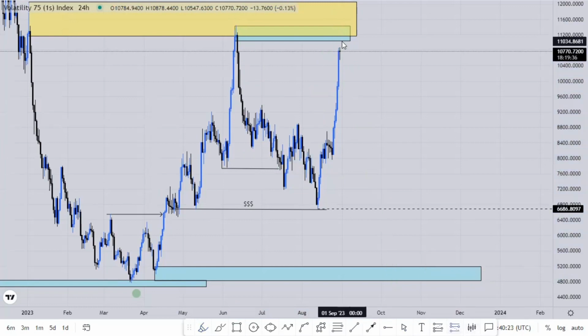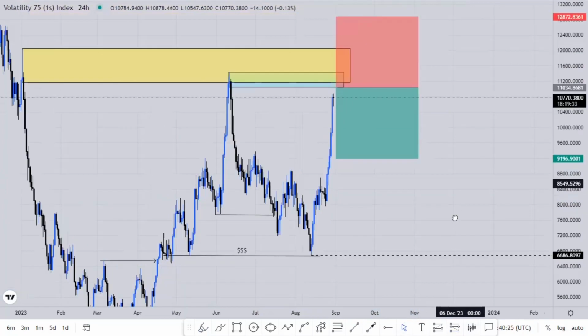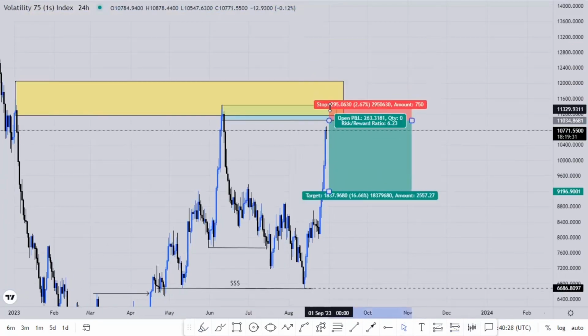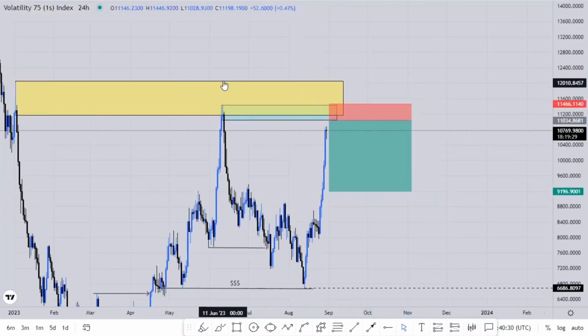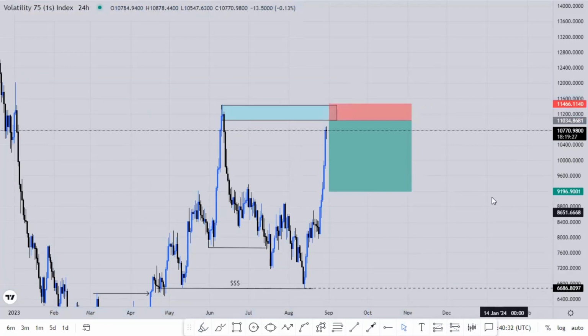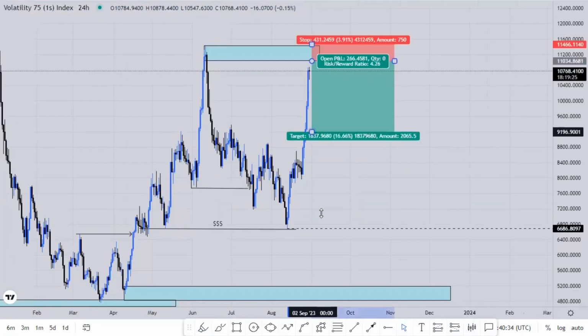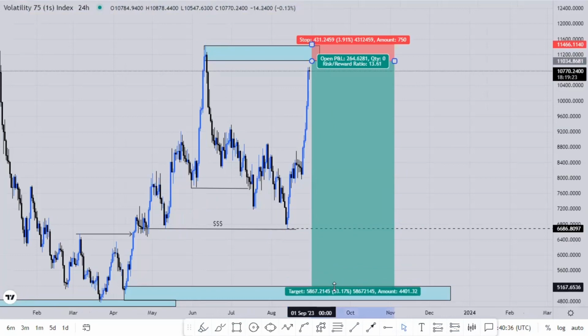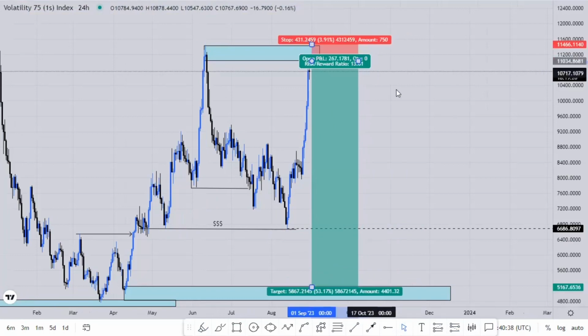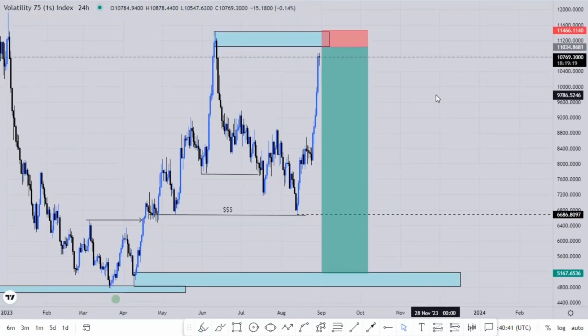Our swing entry is there on that daily supply zone or daily order block, which is this one. Not this big one, but this one that I just drew now. There. So that's where we're going to enter. First target is this one. Next major target is that one. So it's going to be a very huge swing trade. That's why I'm calling it a high probability entry.